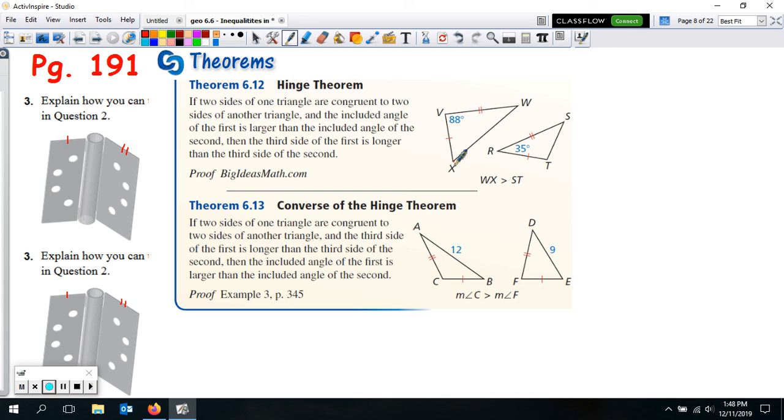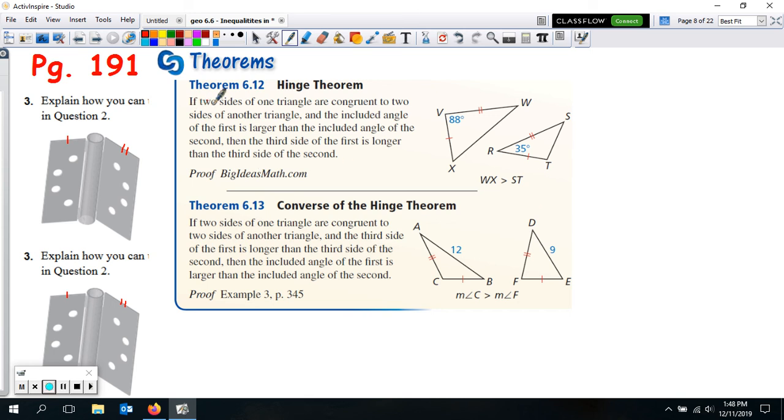You have your angle here, XV is congruent to RT here, and then VW is congruent over here to RS. But the angles here are different. This one between these two congruent sides is 88. This one's 35. So that means that if this was a door, more is going to fit through this one because this is going to be longer. So this side is going to be more because this angle is more. That's all it's really talking about. That's what the Hinge theorem says.